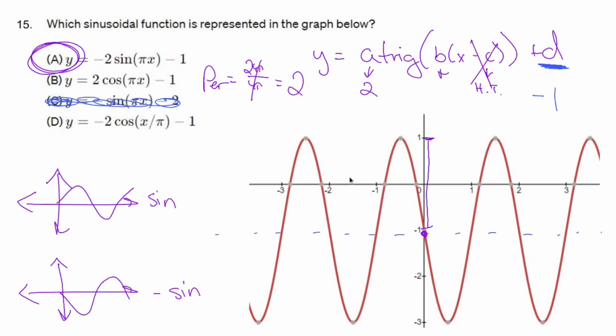So if I were to look at, I don't know, an obvious spot like here and go 2 spaces later, it looks like the period is 2. So everything seems to match quite nicely. Again, negative sine, period of 2, which makes a frequency of pi. It goes down 1, giving the midline of -1.